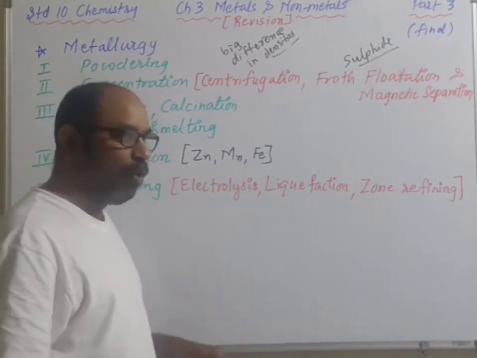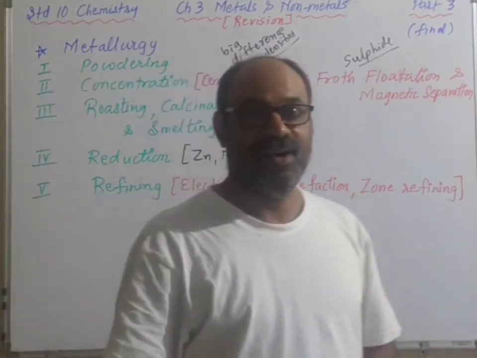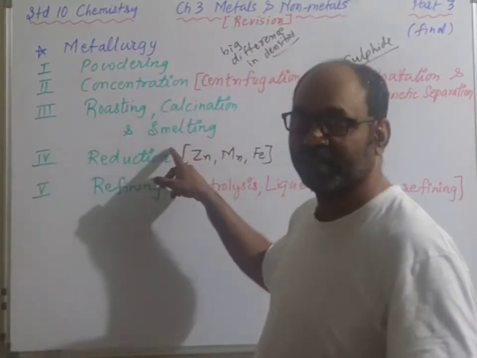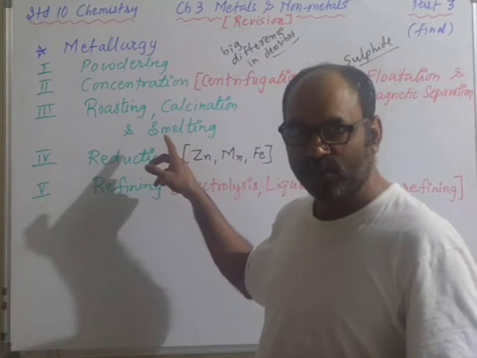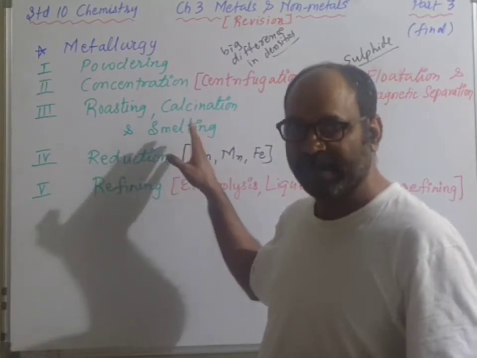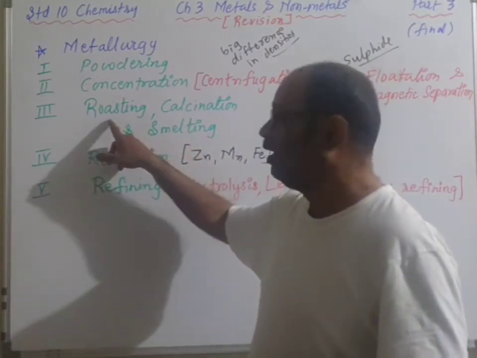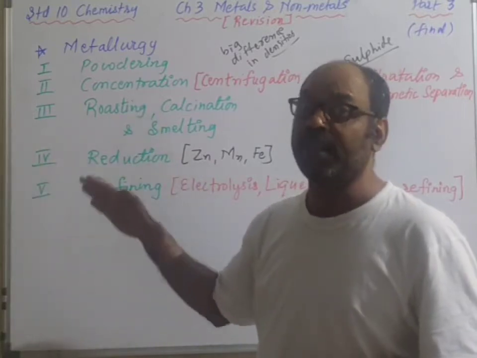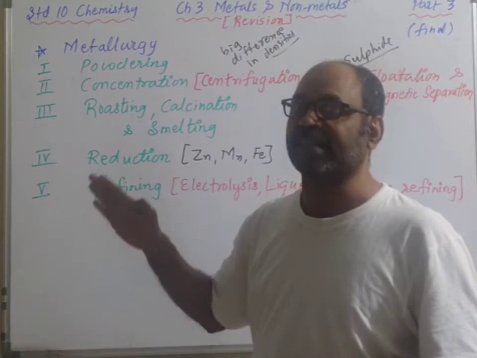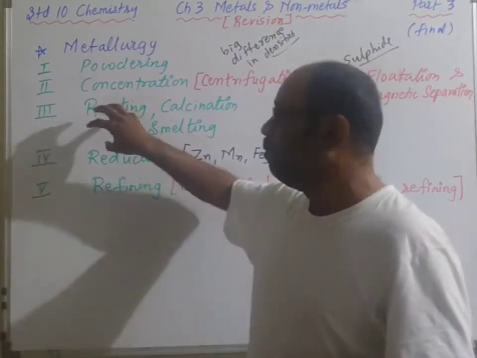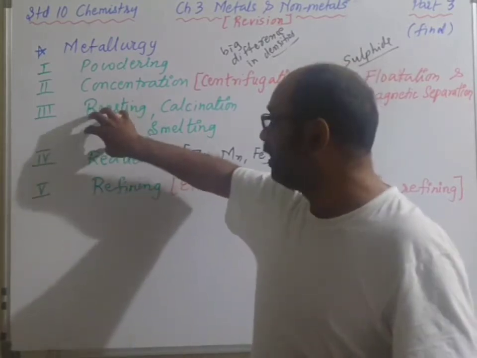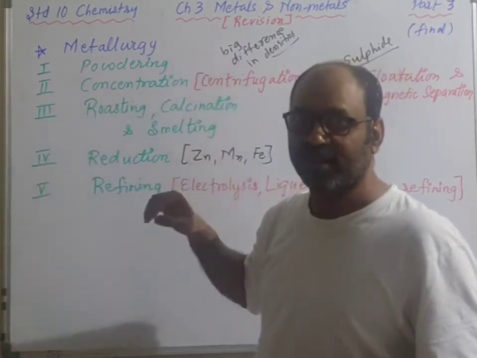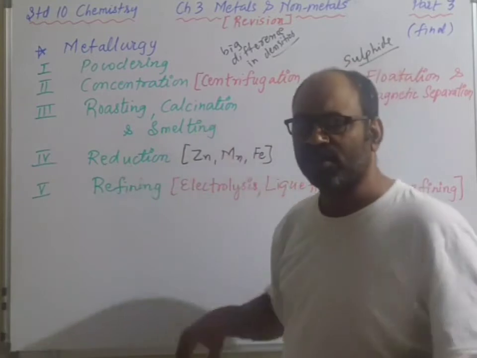Now once the ore is concentrated, what is done? What is the next stage? Roasting, calcination and smelting. I shall not discuss this in detail because it has been explained in the first video. Roasting is heating the concentrated ore in excess of oxygen, in excess of air, and the ore is converted into metal oxide. Calcination. Yes.